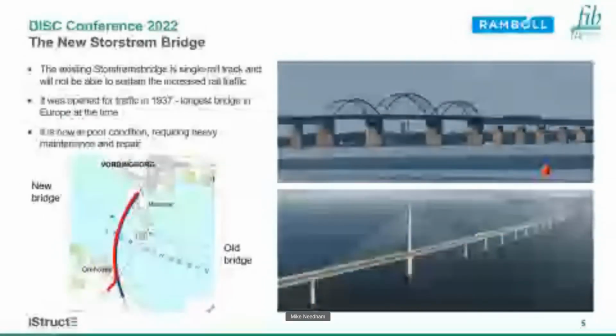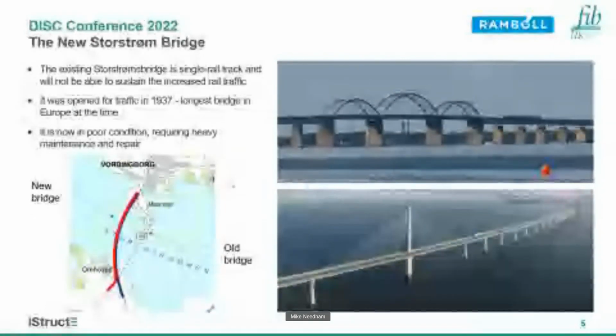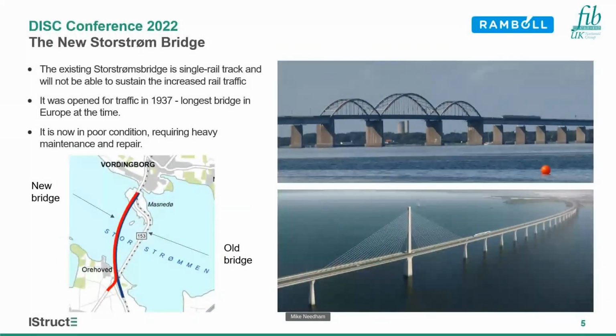The existing Storström Bridge is a single rail track between Masnedø and Falster in Denmark. It carries road as well, but it's in poor condition and it doesn't have the capacity to carry the increased railway freight traffic that's going to come when the Fehmarn Belt connection is fully open. It would be the only section with a single rail track between Stockholm and Germany once the Fehmarn Tunnel is open. So clearly in need of replacement at this stage.